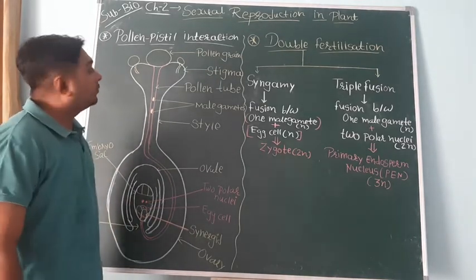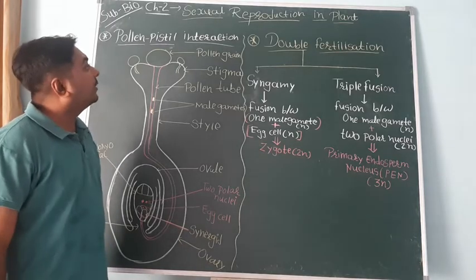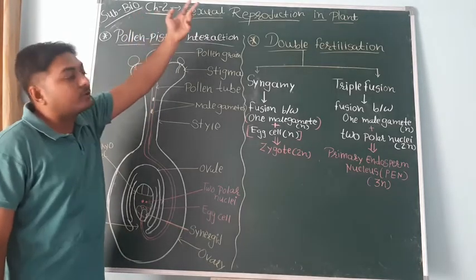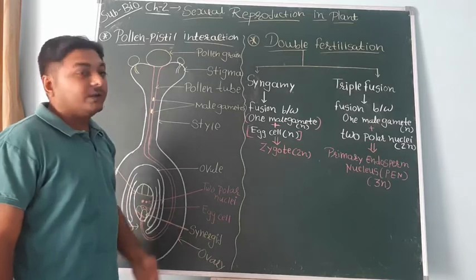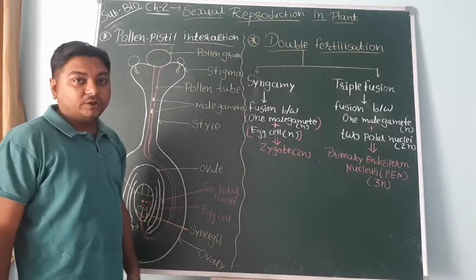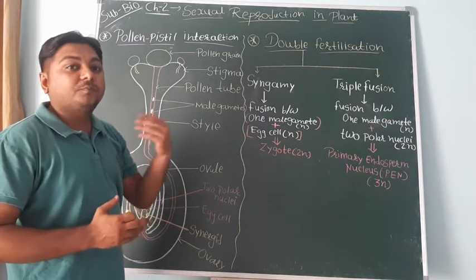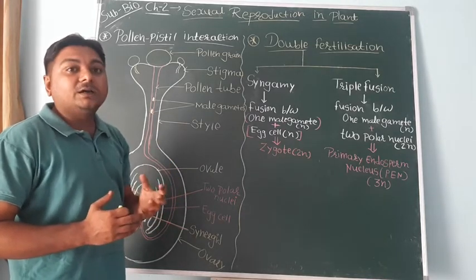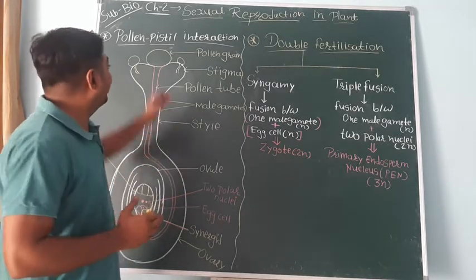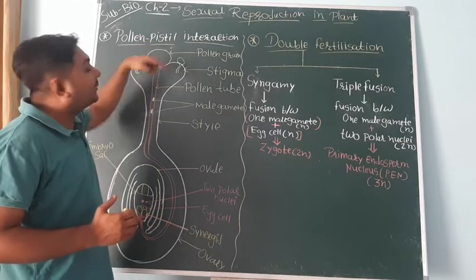Okay, so today we are going to continue chapter number 2, sexual reproduction in plants. We will learn about pollination. Pollination means transfer of pollen grain from anther to stigma of a pistil. After landing on a stigma, a pollen grain starts developing a pollen tube.